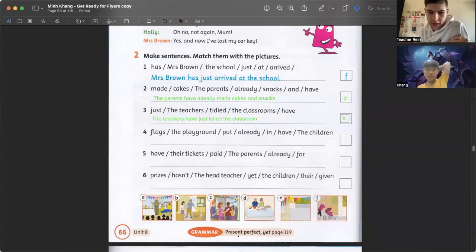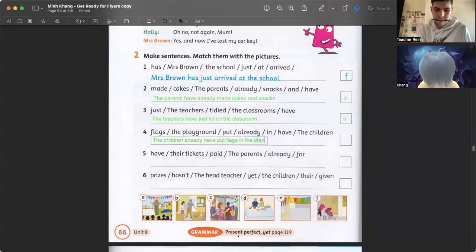B. Very good. Okay. Number 4 is the children already have put flags in the playground. E. Very good. But I want you to look at your sentence for a moment. The children have already put flags in the playground. Have already put flags in the playground.